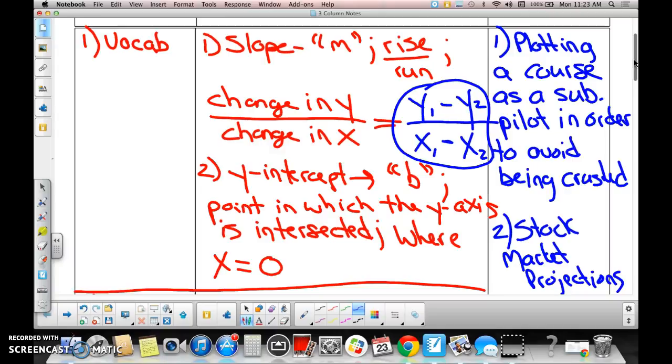And then y-intercept, we talked about it being b in our slope-intercept equation. We talked about it intercepting the y-axis at whatever point it's at. And now we talked about it as where x is 0. A little bit more basic than what slope is.